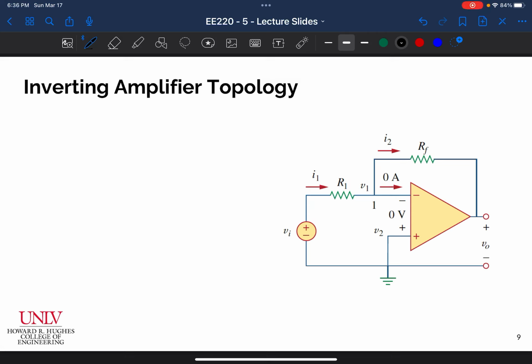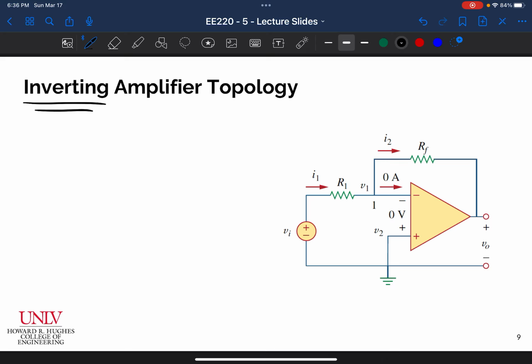All right, so this is our first op-amp topology. It's called the inverting amplifier topology, or the inverting op-amp topology. Let me go ahead and just underline that, inverting. You'll see why it's inverting in a second. We're going to derive the equation for the inverting topology, and then after we derive it, we'll use that to solve an example problem.